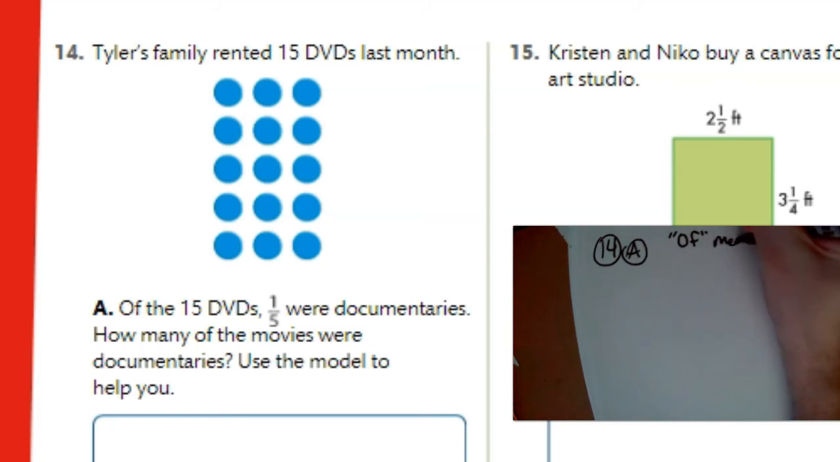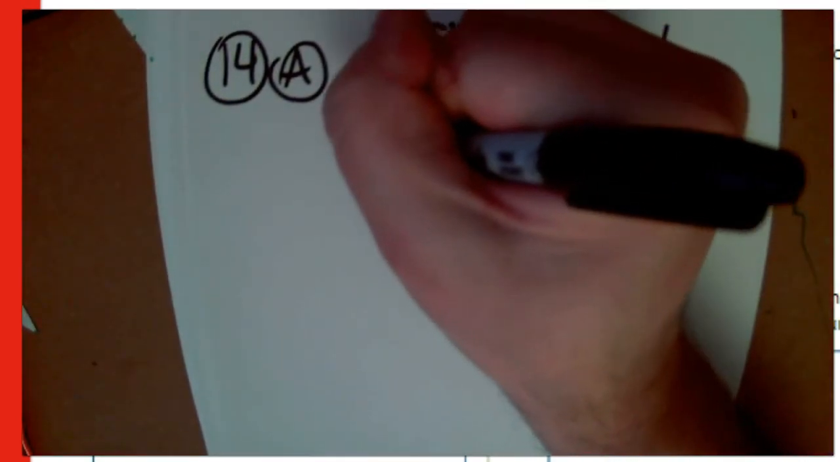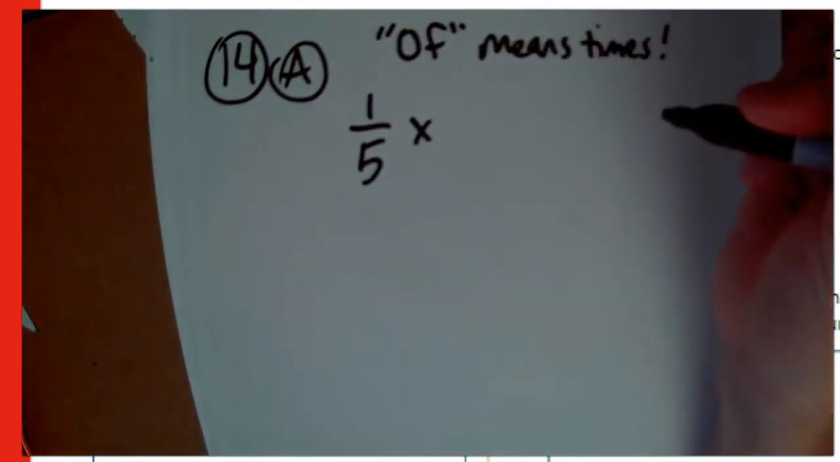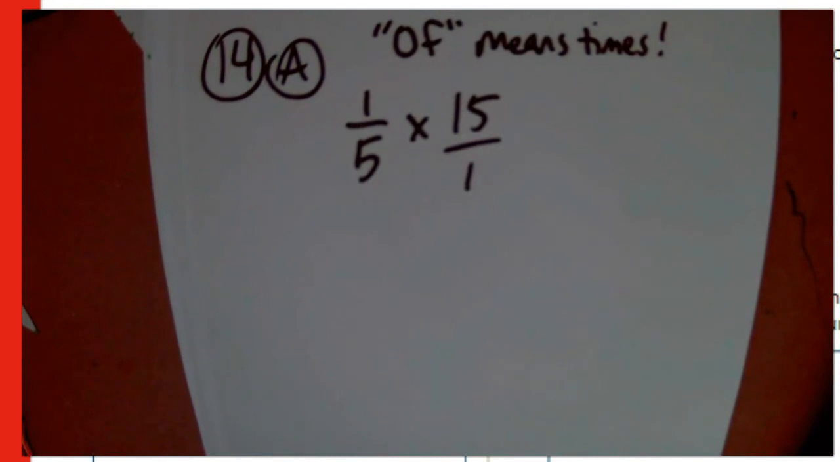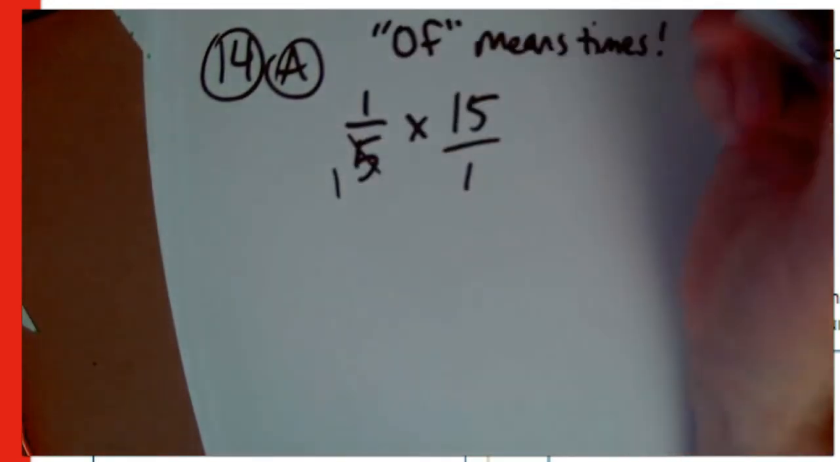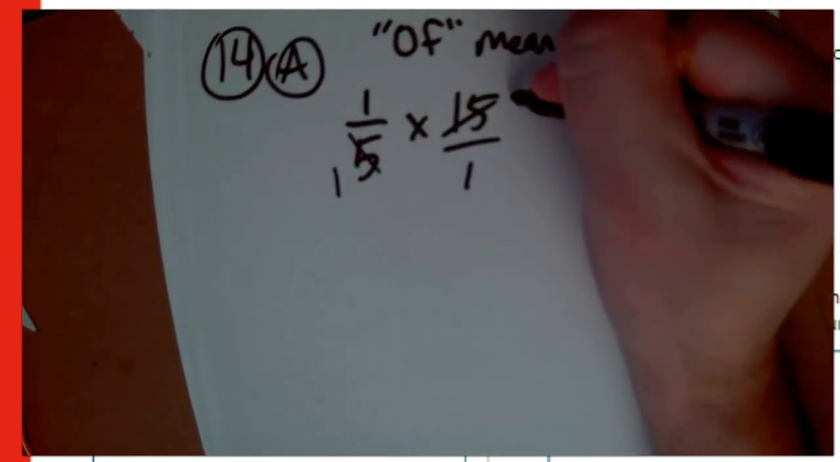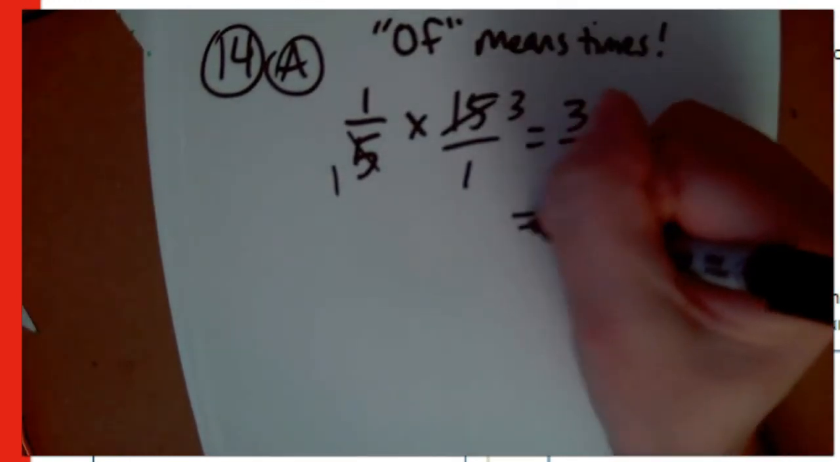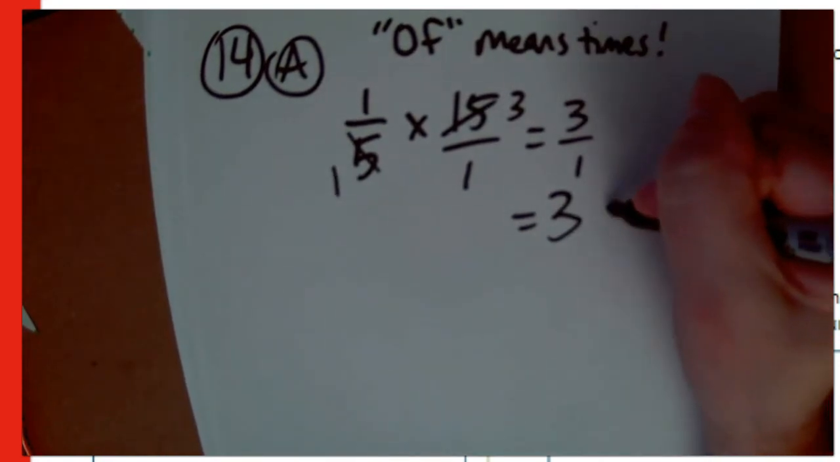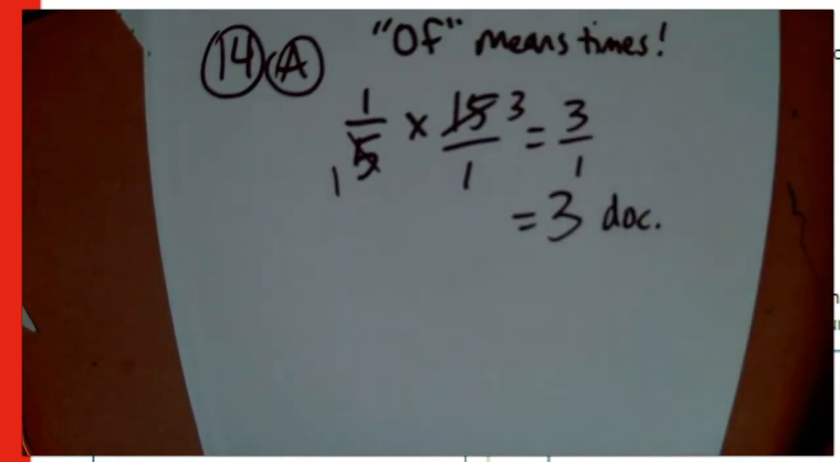So we can definitely use the model if we'd like, but we're seeing that word of. Of means times, right? So 1/5 of the 15. 1/5 times the 15. Remember, 15 can become 15 over 1. I can cross simplify. 5 goes into 1 once, and 5 goes into 15 3 times. 1 times 3 is 3, and 1 times 1 is 1. That means 3 documentaries. 3 of those 15 movies were documentaries.